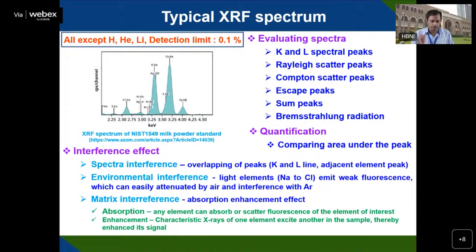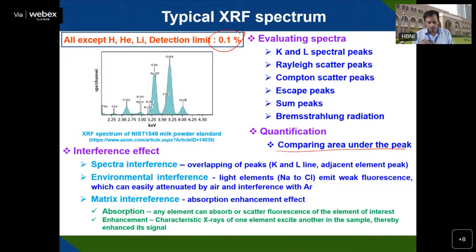Analysis of all elements is possible except hydrogen, helium, and lithium. These are the three elements that you can't detect using X-ray fluorescence spectroscopy. The detection limit is very low, around 0.1%. You evaluate the spectra, whether the K alpha or KL lines are there, along with the Compton scatter effect and other radiation information. When you analyze it by energy or wavelength, you get the phase percentage present, and by comparing the area under the peak, you can calculate that percentage.